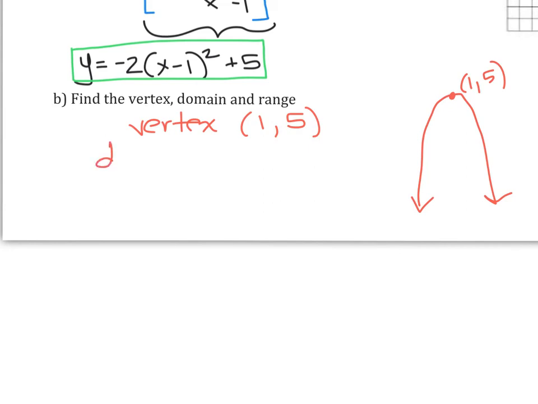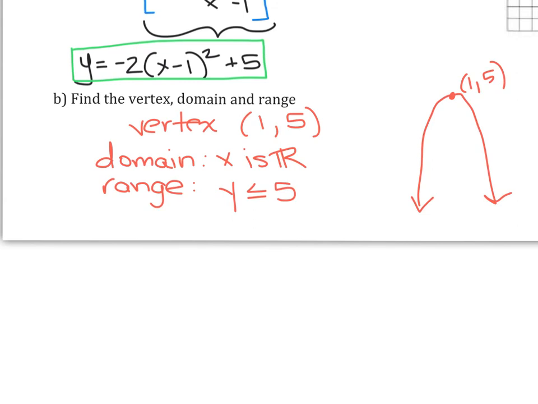The domain, right, this parabola is all real numbers, right? All the values to the left, all those values of x will work, all the positive values of x will work. The domain is all real numbers. The range, I can see that my parabola never goes above positive 5, so our y values are always less than or equal to positive 5.